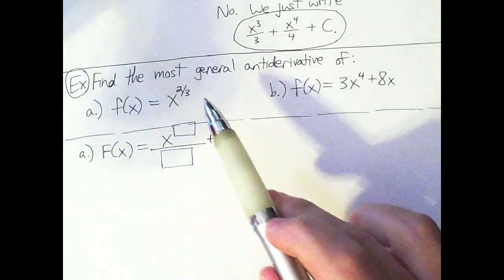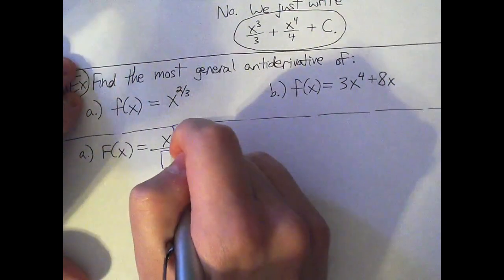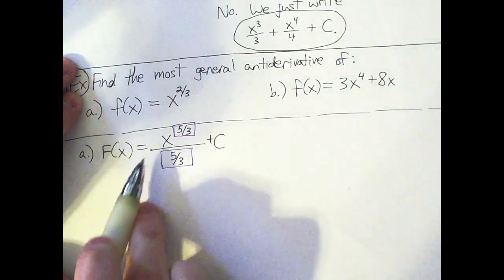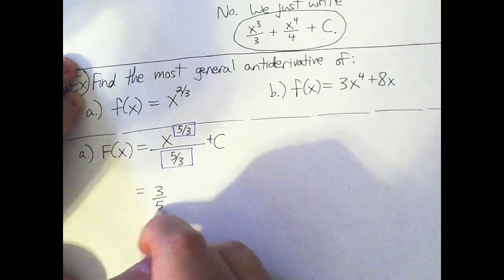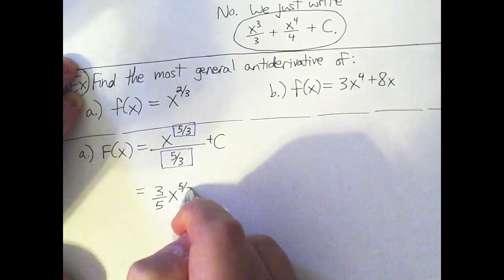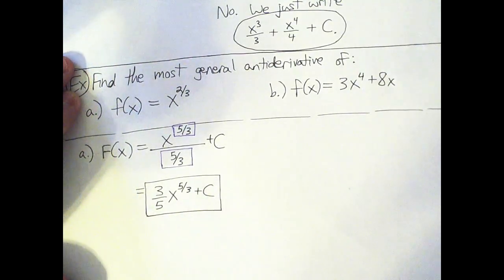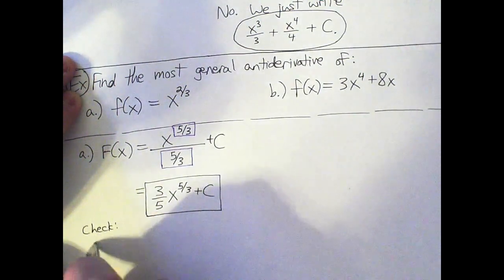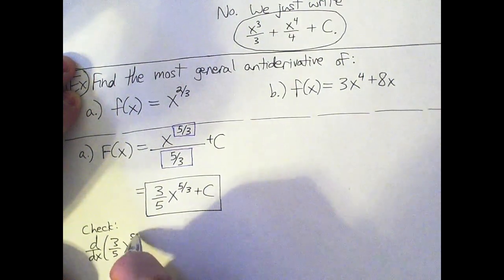So all we have to do is take this and increase it by 1. So when you increase this by 1, you get 5/3. Put that in both places. But now I'm dividing by 5/3, so I would rather multiply by 3/5. And that's a good answer. By the way, let's check this. What's the derivative of 3/5 x to the 5/3 plus c, where c is a constant?